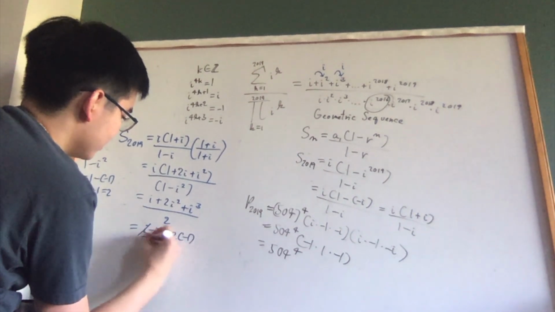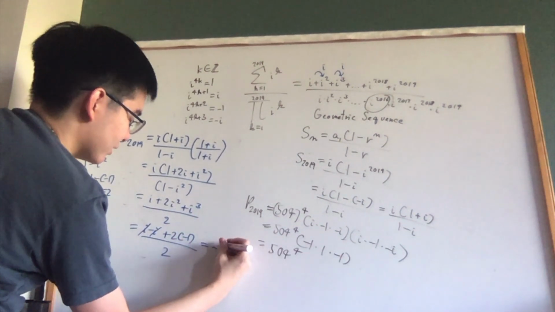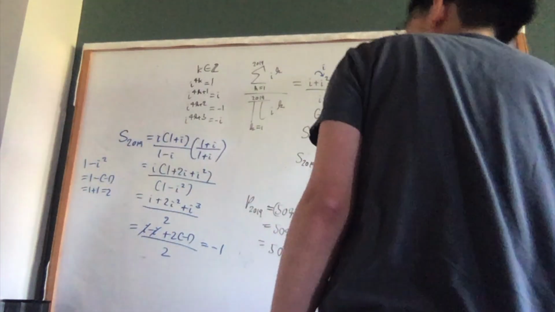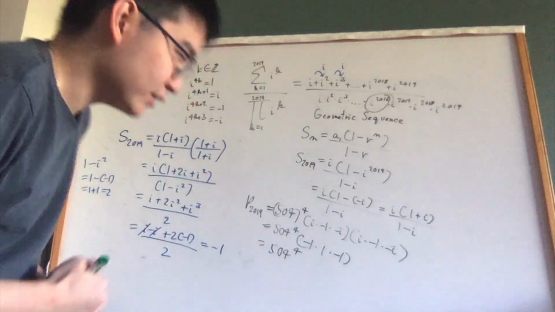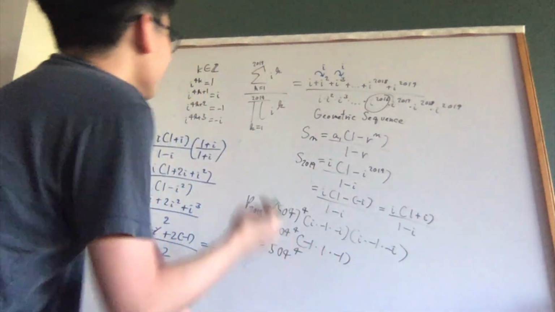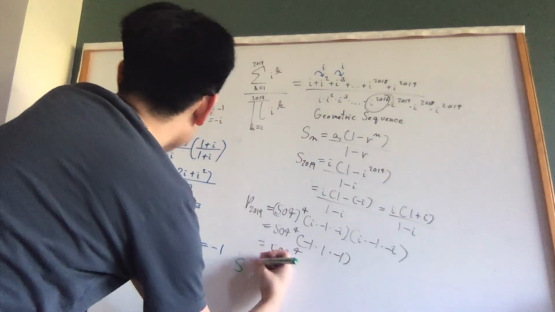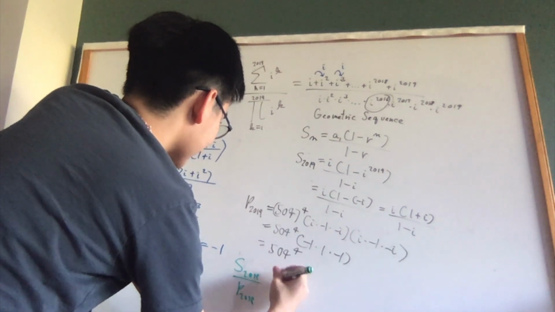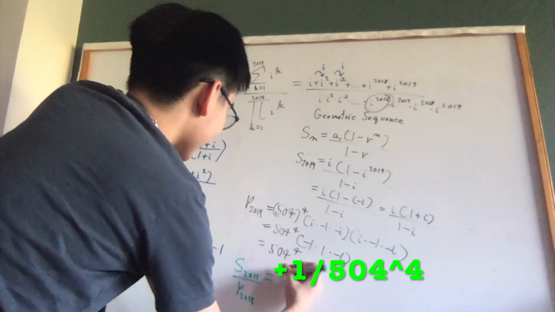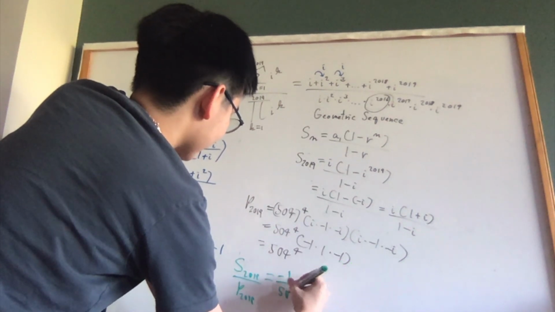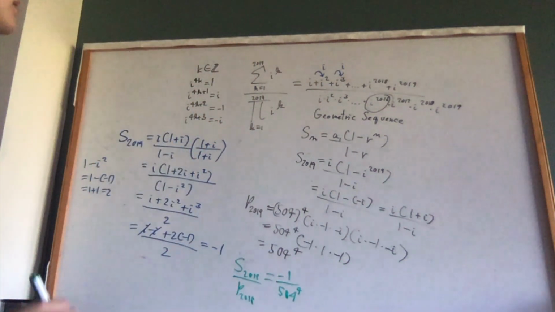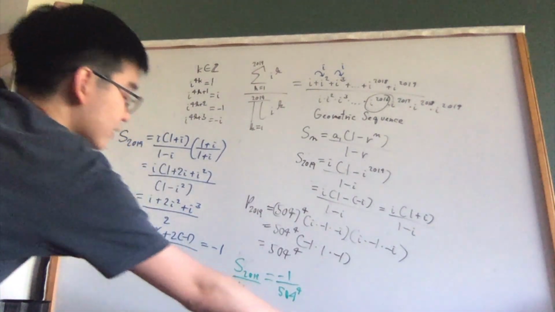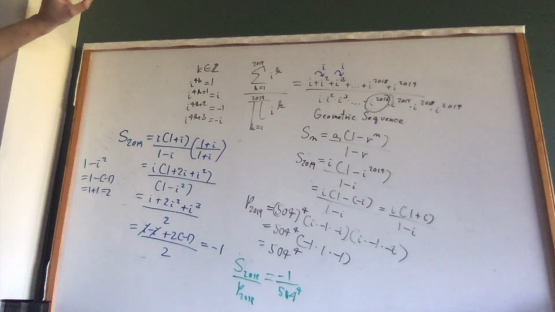2 to the negative 1 divided by 2. Very beautifully, that becomes negative 1. And so our answer, and we are done! This thing, I'll call it S of 2019 over P of 2019, the sum over the product, is just negative 1 over 504. So we get a negative rational number that's very, very close to 0.